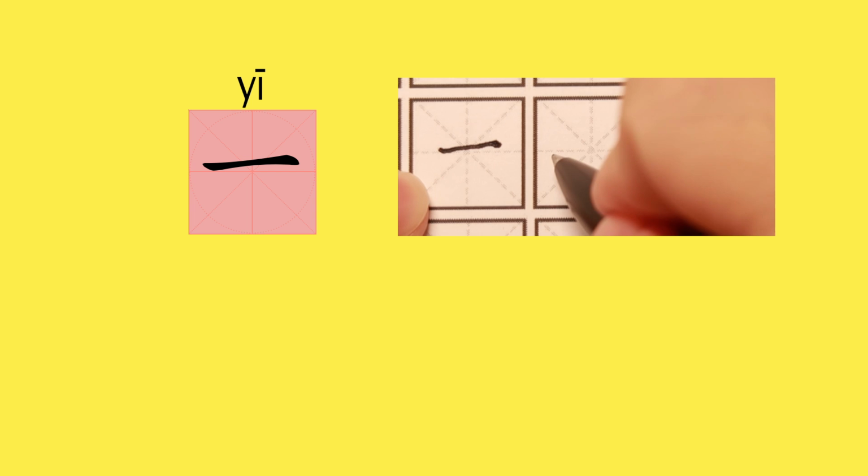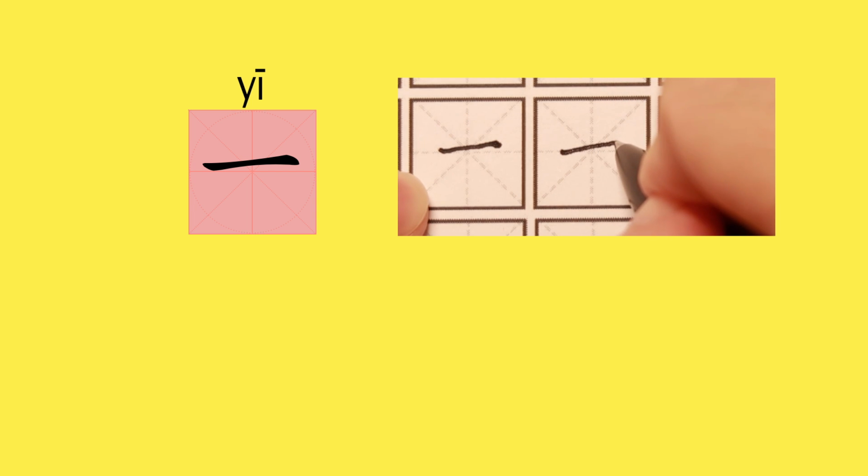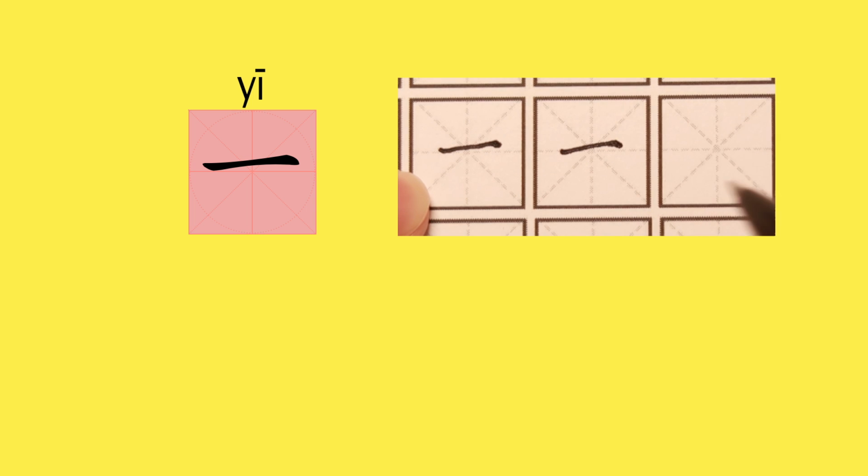The right way to write 一 is from left to right. Please place it in the center of the square. If you look closely, you will see that the right end is slightly higher than the left, because we believe this makes the character look prettier.